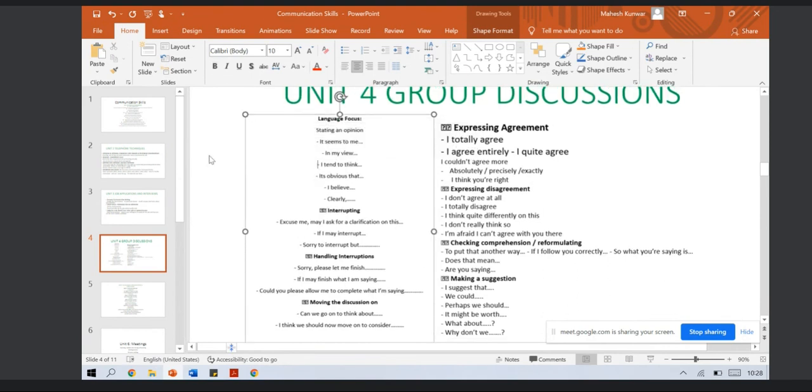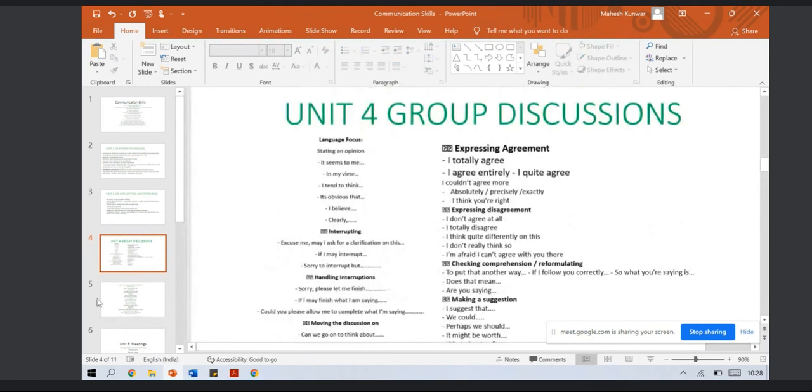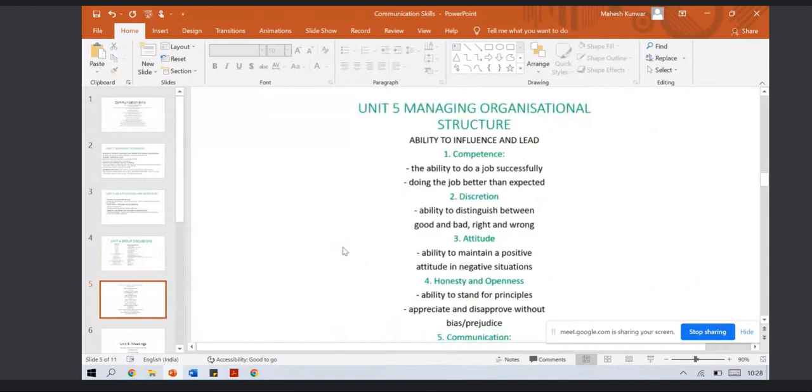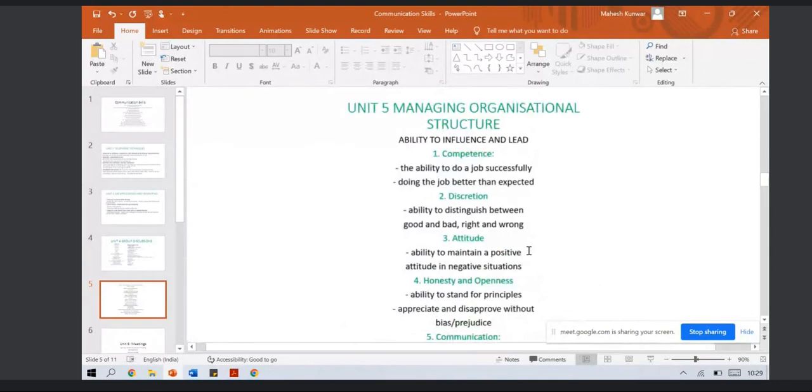In a group, this is the example of the language focus in group discussion we talked about. And the last one, I would just like to tell you about the managing organizational structure. This is not that important from an examination point of view. But yes, there are certain techniques or things we have to consider to define a manager or any successful organization's management structure.